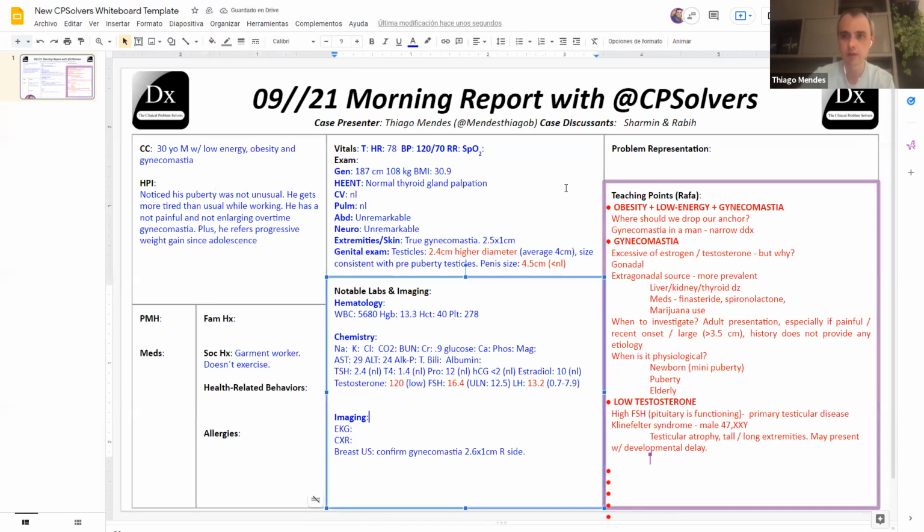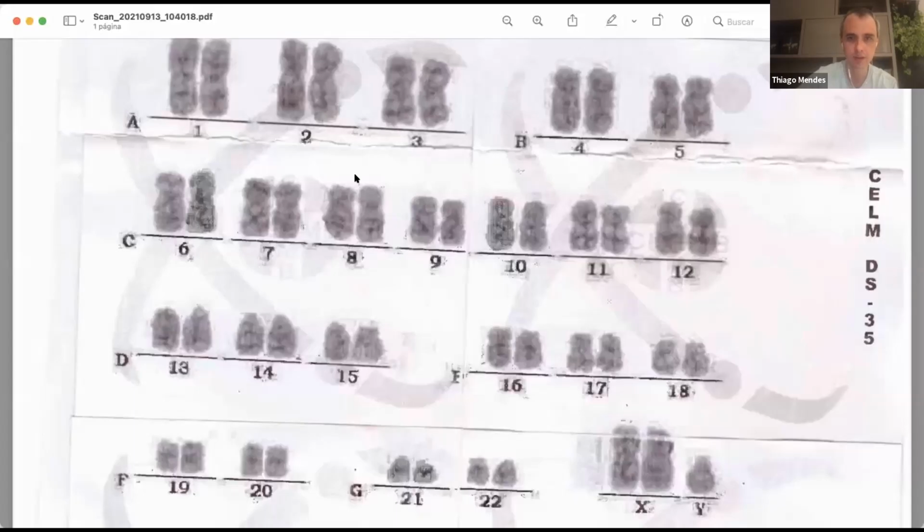It's Klinefelter. So I ordered a karyotype, and actually I scanned his karyotype without his name. So you can see it here. Can you see my screen? Okay. So all chromosomes are here, and you can see the number 23, 2X and 1Y. And this is the real one.